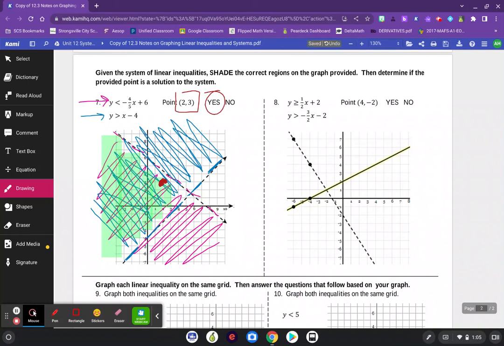So you're going to press pause, and you are going to shade problem 8 and determine if 4, -2 is a solution.